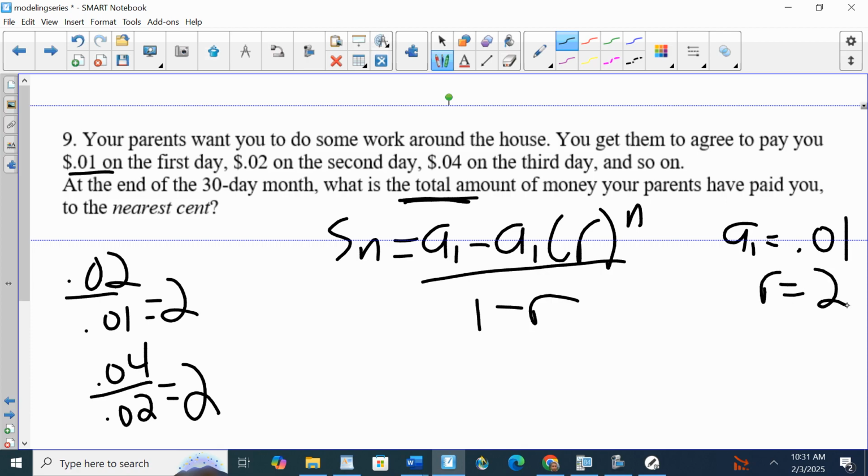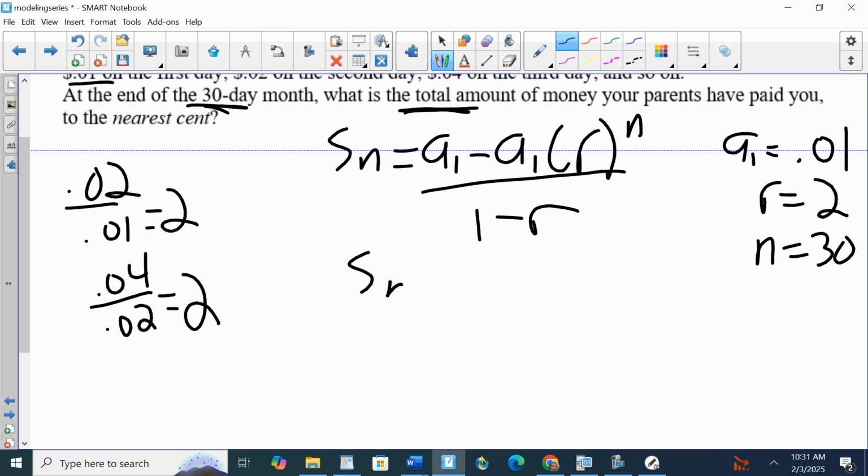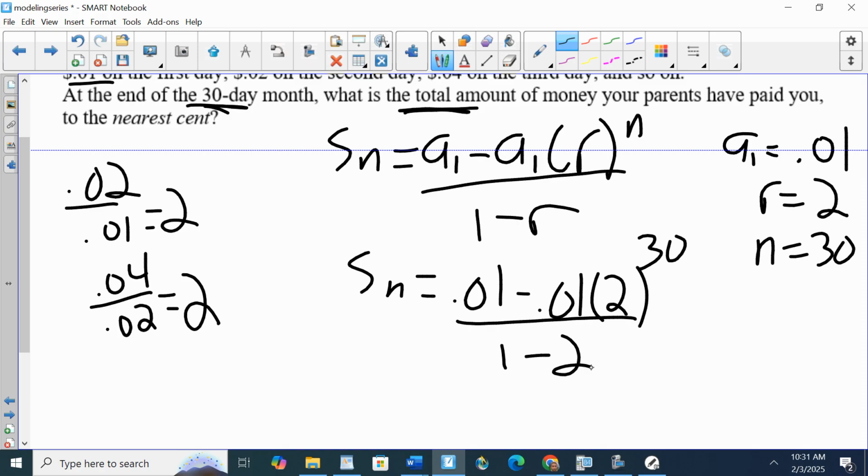Again, it's not asking for an equation here, so you don't have to do that. At the end of the 30-day month, that's N. And then I substitute my values in from there. Sn equals 0.01 minus 0.01 times 2 to the 30 over 1 minus 2. You type it into the calculator. I'm just typing it into my personal one since this technology is not cooperating at the moment, but it's fine. You can type it on your own. I should have written S30.